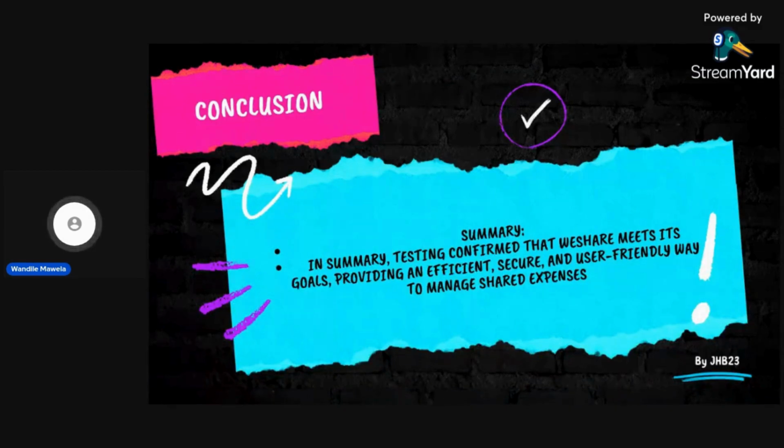In summary, our extensive testing confirmed that WeShare meets its goals and objectives. The app is efficient and user-friendly. Users can manage shared expenses easily with intuitive features that minimize the need for manual tracking. Our testing validated that expenses and payment tracking were accurate, maintaining correct balances across users. With basic security protocols and a scalable database structure, WeShare can accommodate a growing user base without compromising performance.